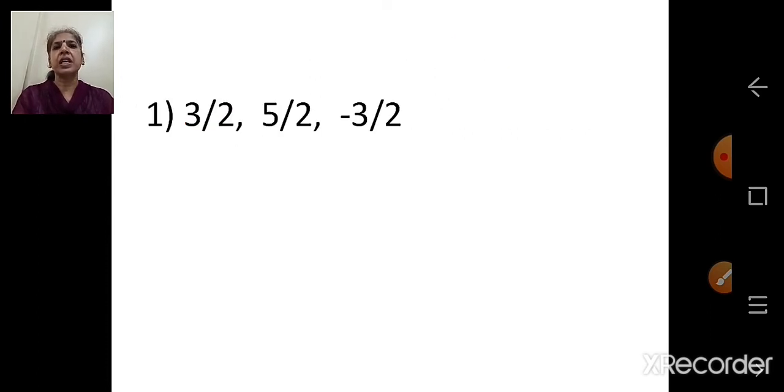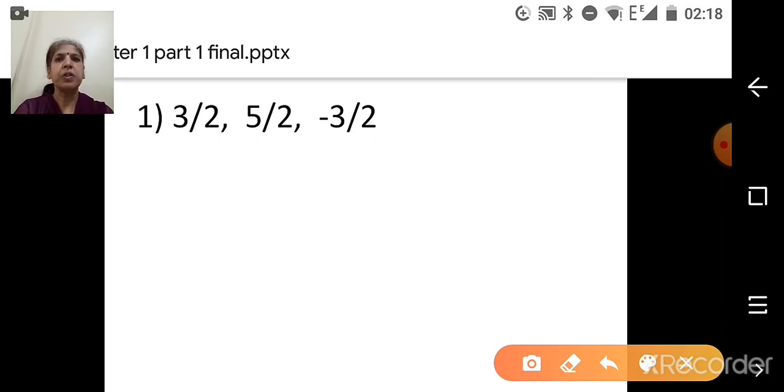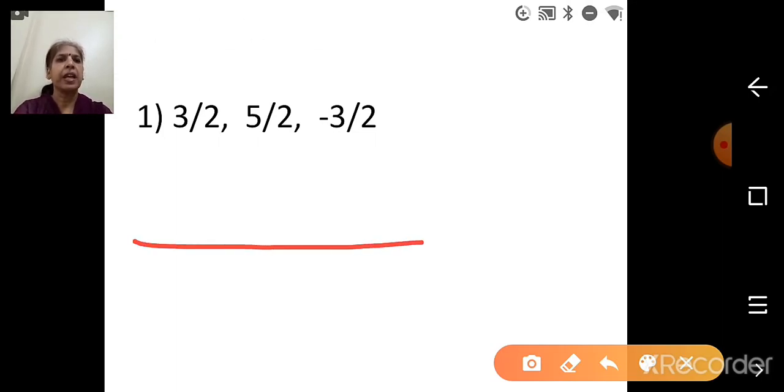Okay, the question is 3 upon 2, 5 upon 2, minus 3 upon 2. So we have to show all these numbers on a number line. So first what you will do, you will draw a number line. Draw a straight number line using ruler and pencil. Then neatly mark O, that is origin.